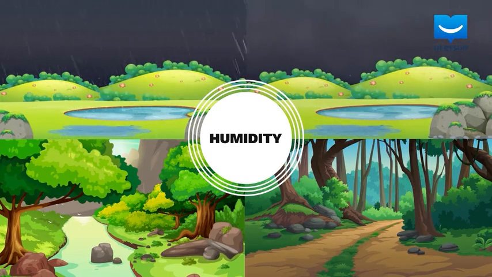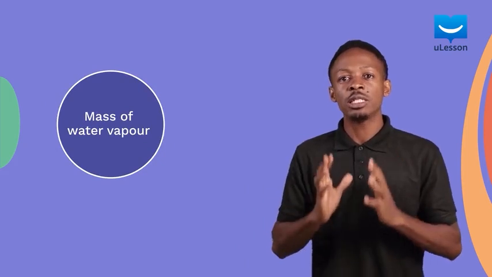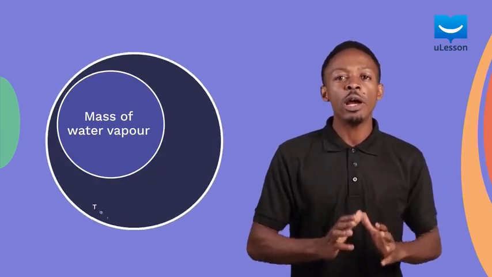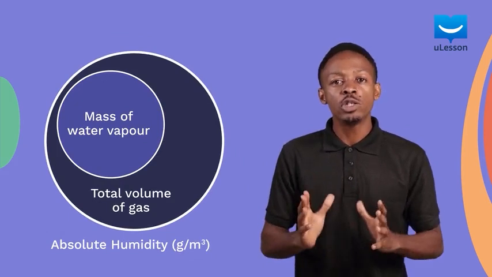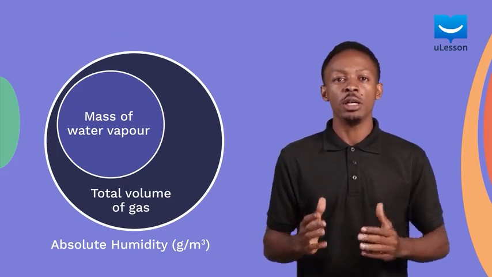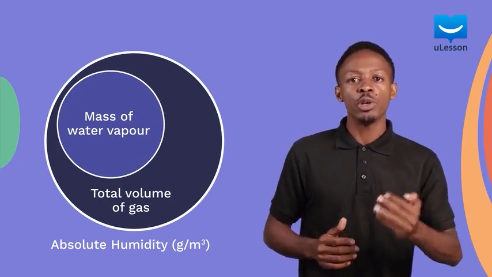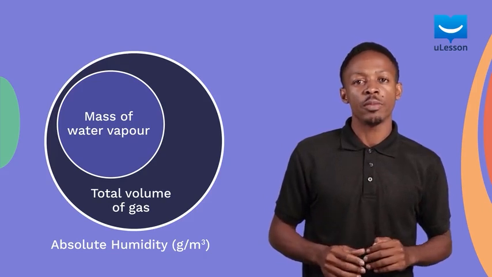If I wanted to know how humid the air around me is, how would I go about it? One way is to calculate the mass of water vapor in a sample of gas and compare it to the total volume of gas in the sample. This is referred to as absolute humidity, measured in grams per cubic meter of air.